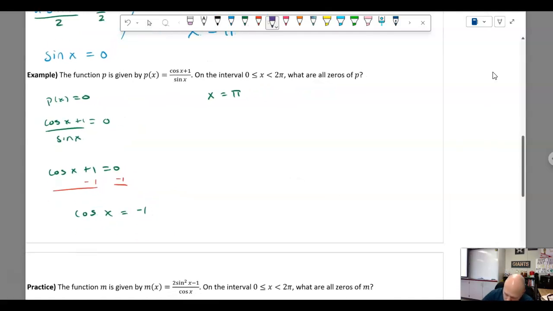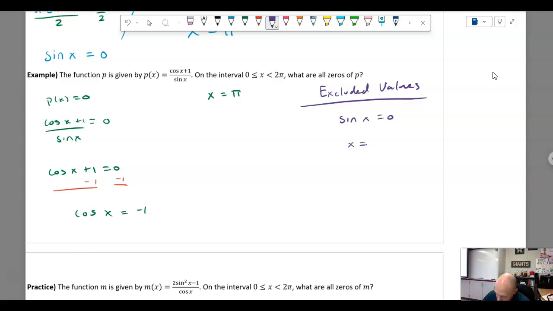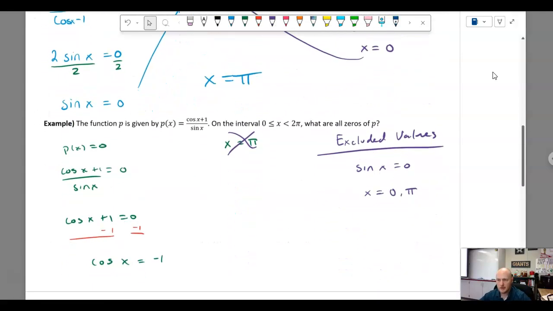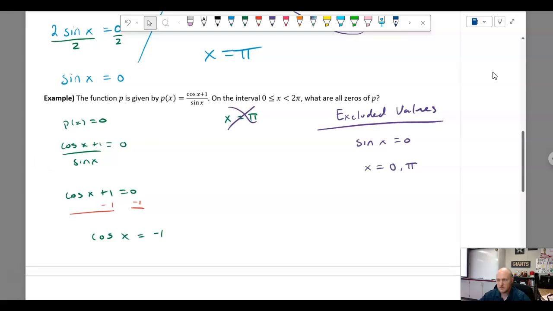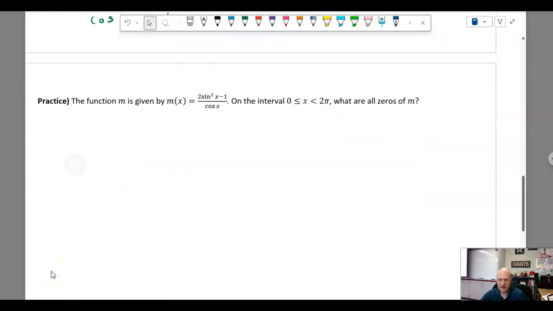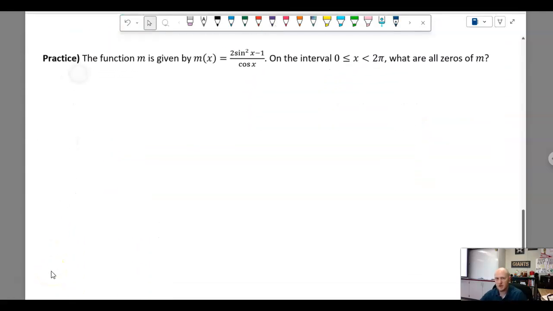And I do have to worry about my excluded values. So check the denominator. Does this make our denominator undefined? Sine of x equals 0, where? Again, this happens at angle 0 and at pi. Oh my gosh! Look at that. So we have no solution here. Our only solution went out the window. So this is no solution. There you go.